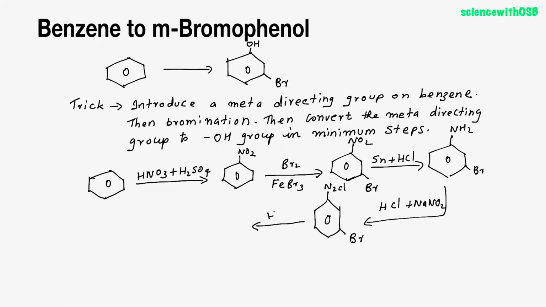Add what? Warm water. Okay. So what are you getting? The N2Cl will be replaced with OH. On the meta position you have bromine. And what is the product? Metabromophenol. We got the product, right?